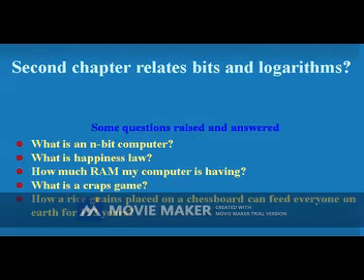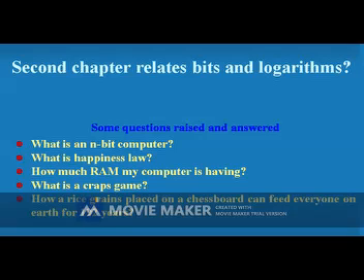Second chapter relates bits and logarithms. Lot of questions of fundamental in nature are raised and answered. Some of them: what is an n-bit computer? How is that related to the programmer's perspective? That is, what is the largest number we can store in an n-bit register? How much memory a RAM can have, etc.